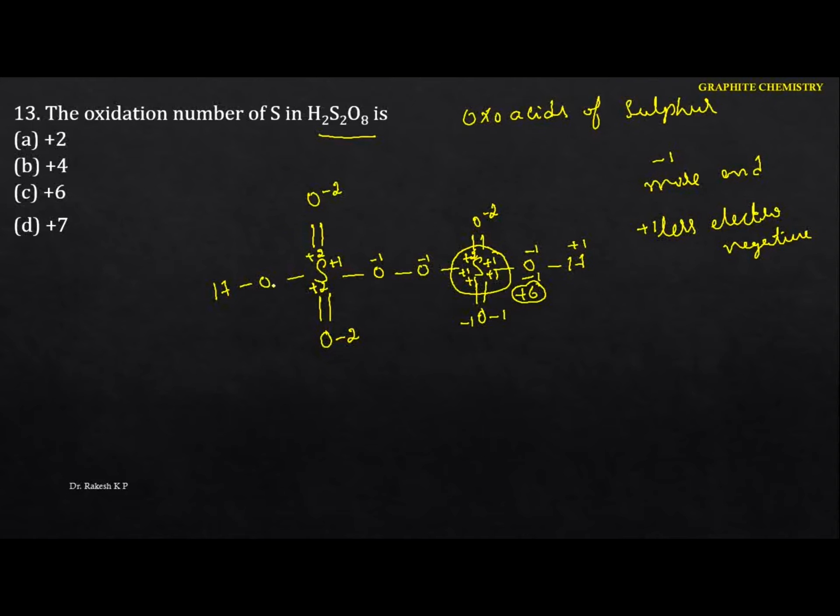Now come to this oxygen and this. This is a single bond. Hence I am going to write -1, and this will be +1. You just count the total here: +1, +2, +1, +2. The total becomes +6. Okay, this is one more method to identify the oxidation state of a particular element.